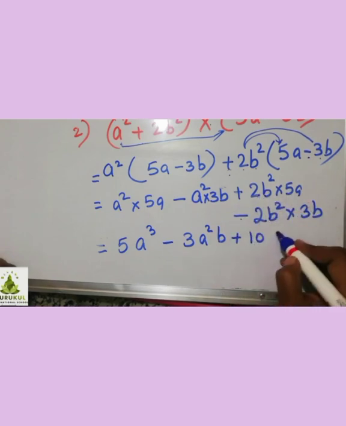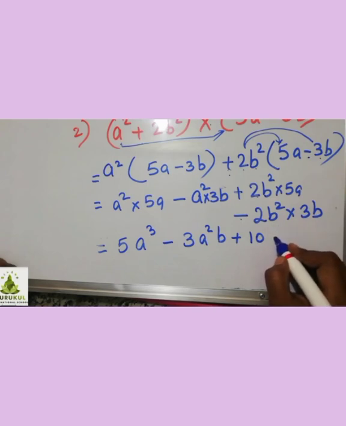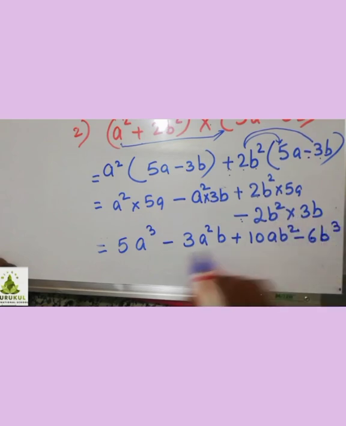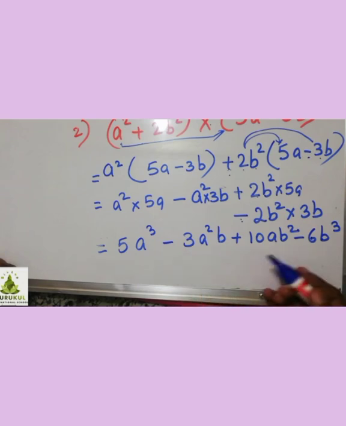Multiply the coefficients, then write the variables. Now I will write ab square. B square into a means ab square, minus. Now minus 2 into 3 is 6. Now b square into b is b cube. Check if any like terms are there. If any like terms are there, you can do the addition or subtraction related to the like terms.